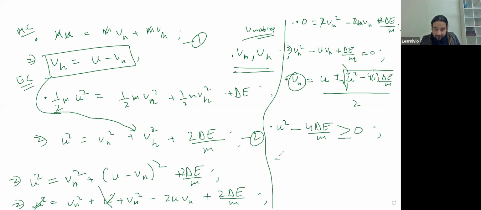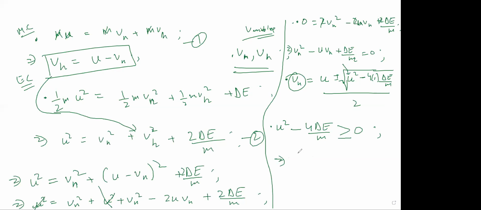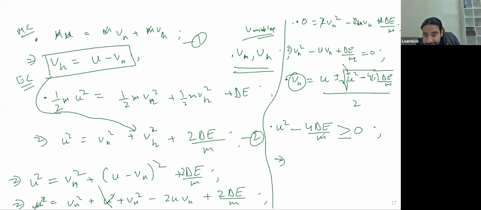So let's simplify this a bit. What do you have? Let's take this M upstairs. So you have mu square over 2. This is the initial kinetic energy. So I took the M here and placed it here. Should be greater than or equal to 2 times delta E, right? And the minimum delta E.